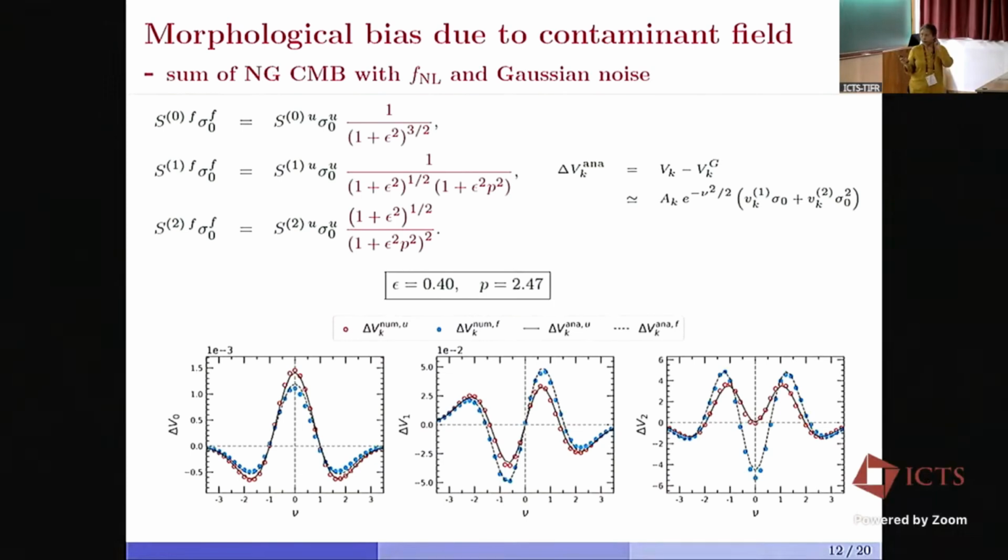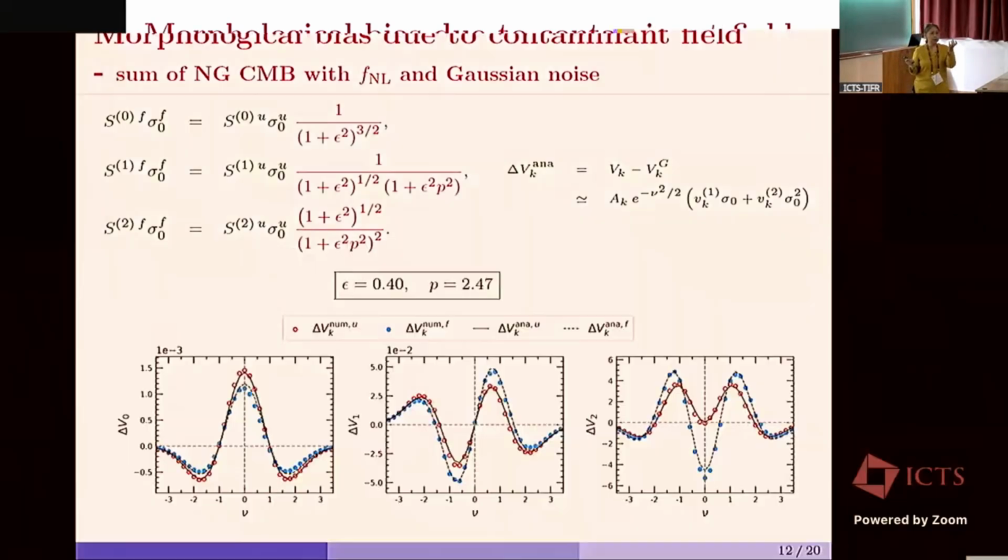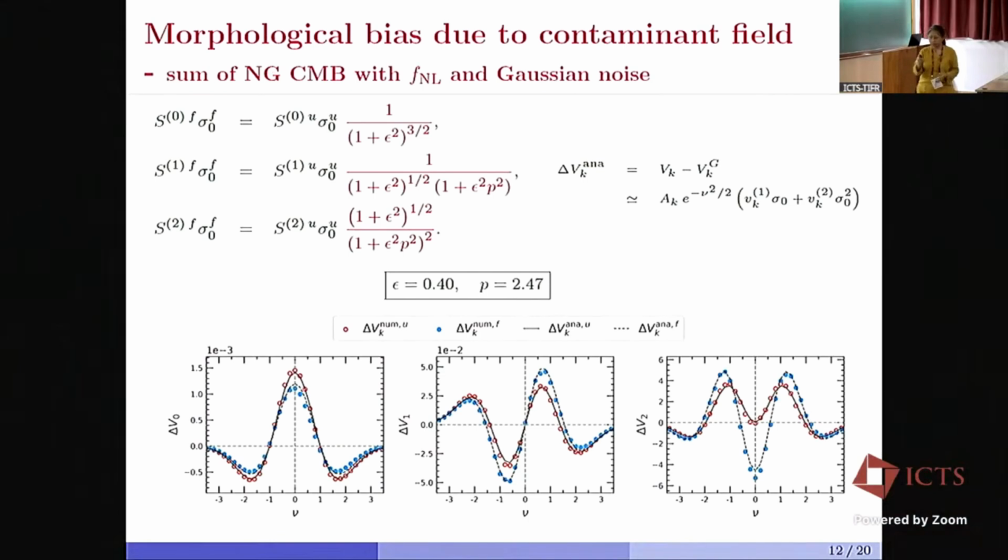I would not go so far as to say in EOR, because in EOR it seems that the level of foreground is too high, and so this will not work.